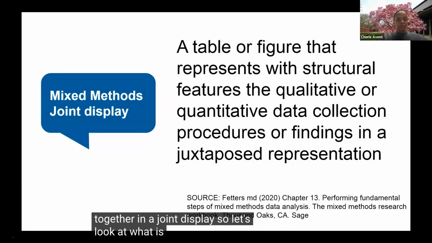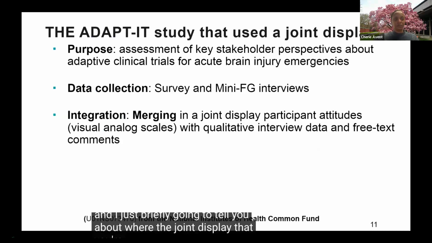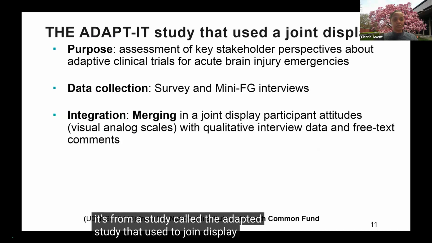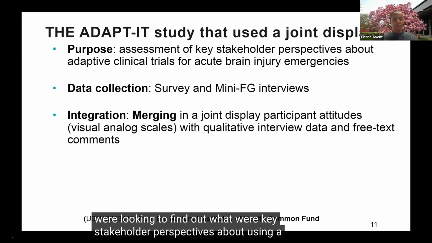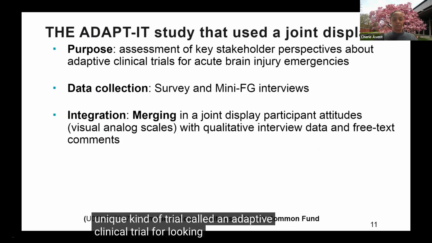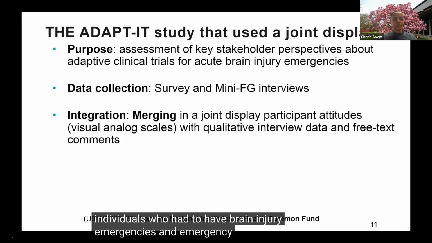So let's look at what is actually a joint display. I'm briefly going to tell you where the joint display you're going to see next is coming from. It's from a study called the Adapted study that used a joint display. We were looking to find out what key stakeholder perspectives were about using a unique kind of trial called an adaptive clinical trial for looking at individuals who had brain injury emergencies in emergency rooms.